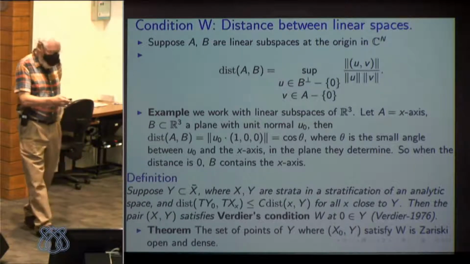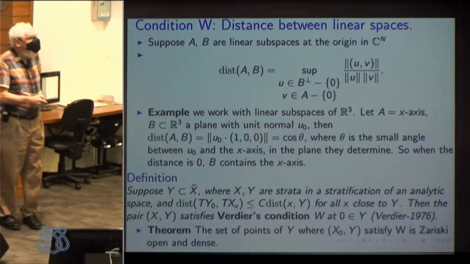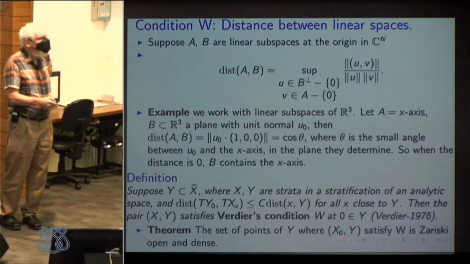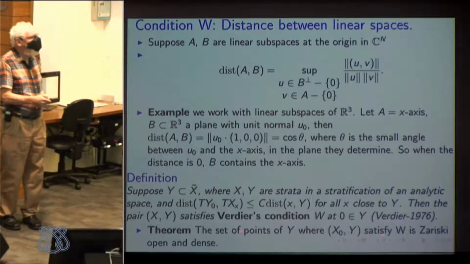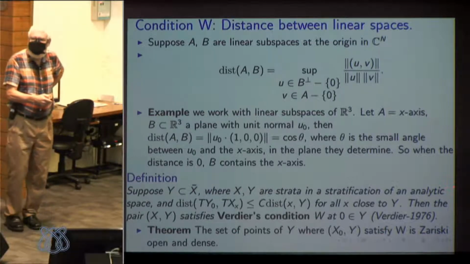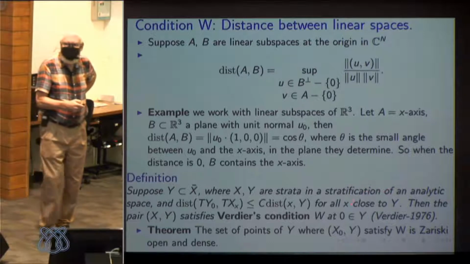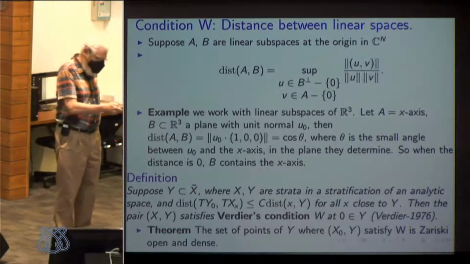Theorem, also proved by Verdier. The points where (x0, y) satisfy W is Zariski open and dense. So at most points, we have this condition holding. We just have some Zariski closed set where it might fail.